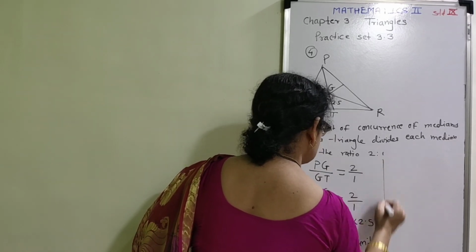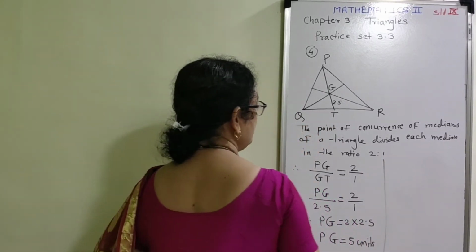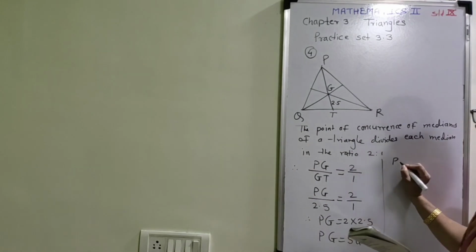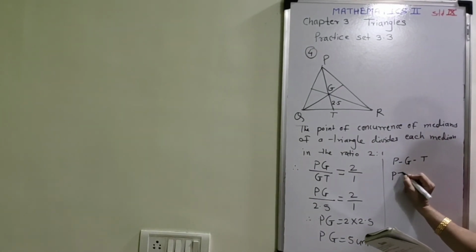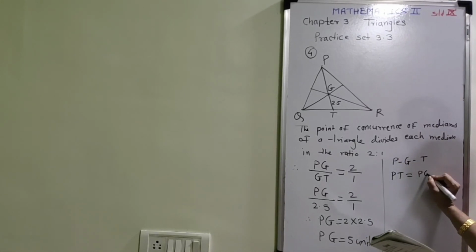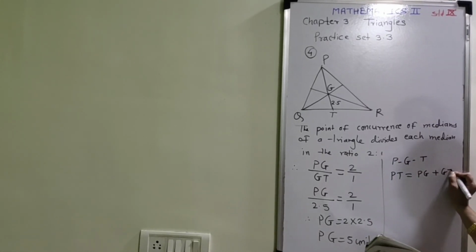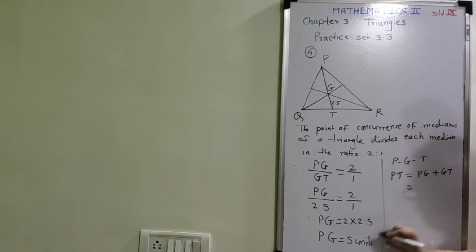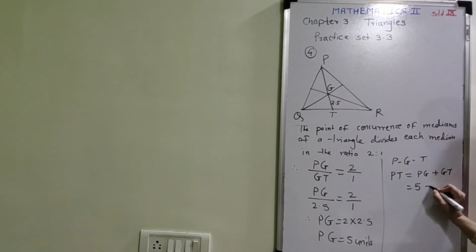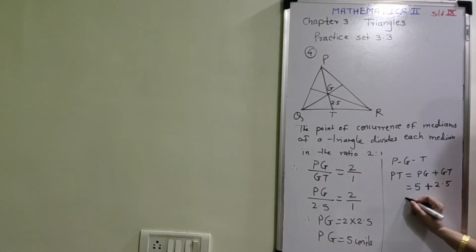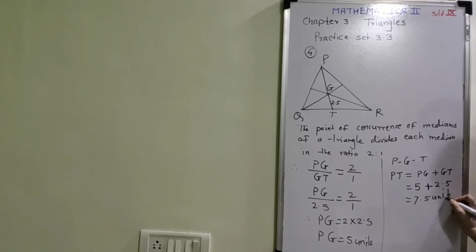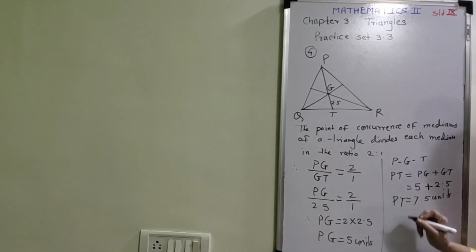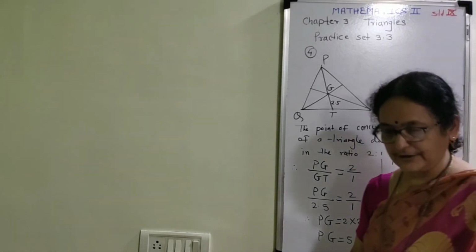Now the second question, you are going to find out PT. PT is equal to PG plus GT. PG we have just calculated, it is 5 units, and GT they have given as 2.5. 5 plus 2.5 is 7.5, and your answer is 7.5 units. Therefore, the length of PT is equal to 7.5 units.